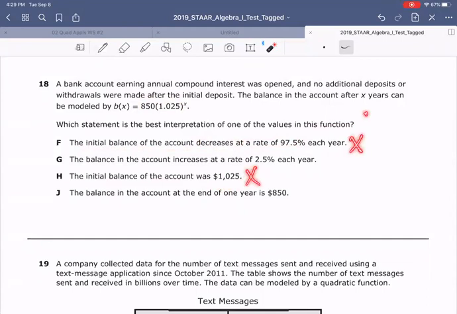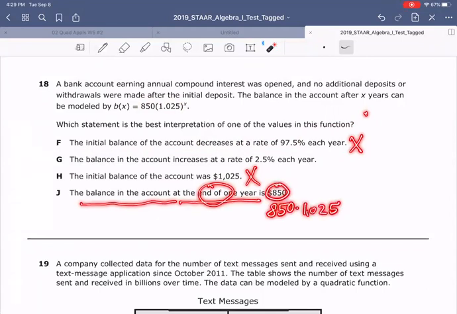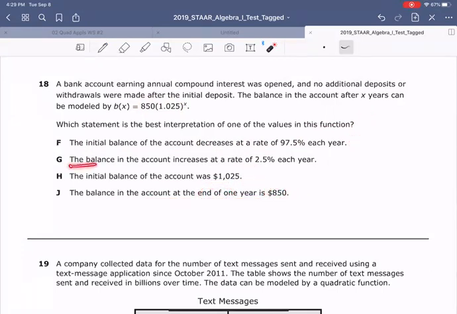That's wrong. The balance in the account at the end of 1 year is equal to 850 times 1.025, which is not that number. This is at the beginning of the first year. So all of this is wrong. Only this one is correct. This means 2.5% equals 0.025. And then 1 plus this equals 1.025. Does this make sense to you?